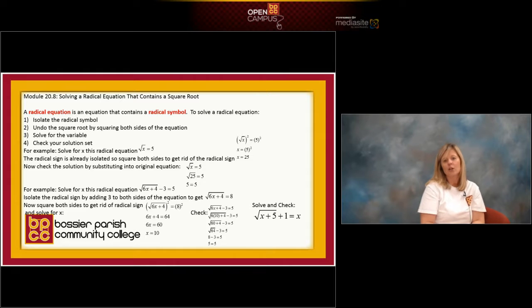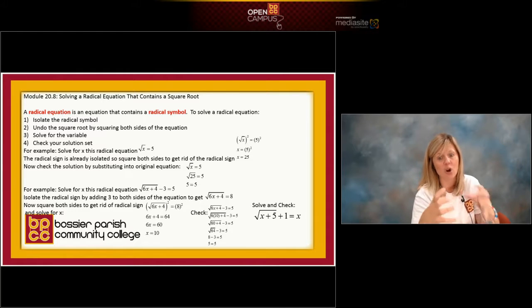Look at our next one. Square root of 6x plus 4 minus 3 equals 5. It is a radical equation. It has a root symbol. First step is to isolate. Move any term that's not part of the root to the right side. So that negative 3 is not part of the root. To move it, we'll add it to the other side, and that makes the right side 8. Now we have the square root of 6x plus 4 equals 8. We can't move the 6x, we can't move the 4. They're stuck in the house on fire.